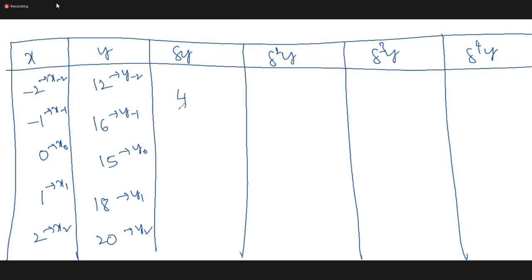16 minus 12 is 4, 15 minus 16 is minus 1, 18 minus 15 is 3, 20 minus 18 is 2. Second order: minus 1 minus 4 is minus 5, 3 minus minus 1 is 4, 2 minus 3 is minus 1. Now, what is this value? Small delta y, average of 4 and -1, is 3/2. Is it clear?